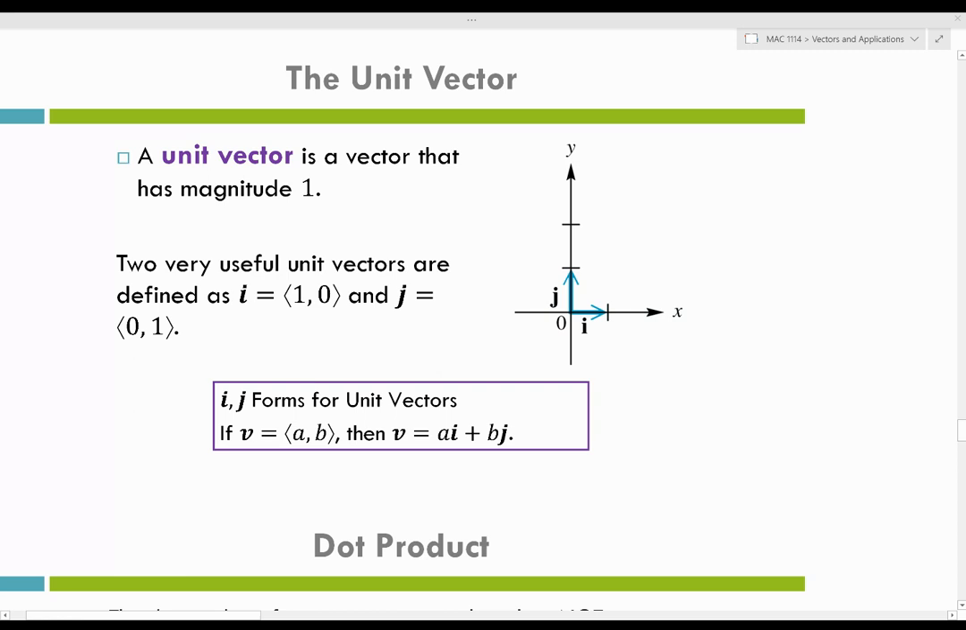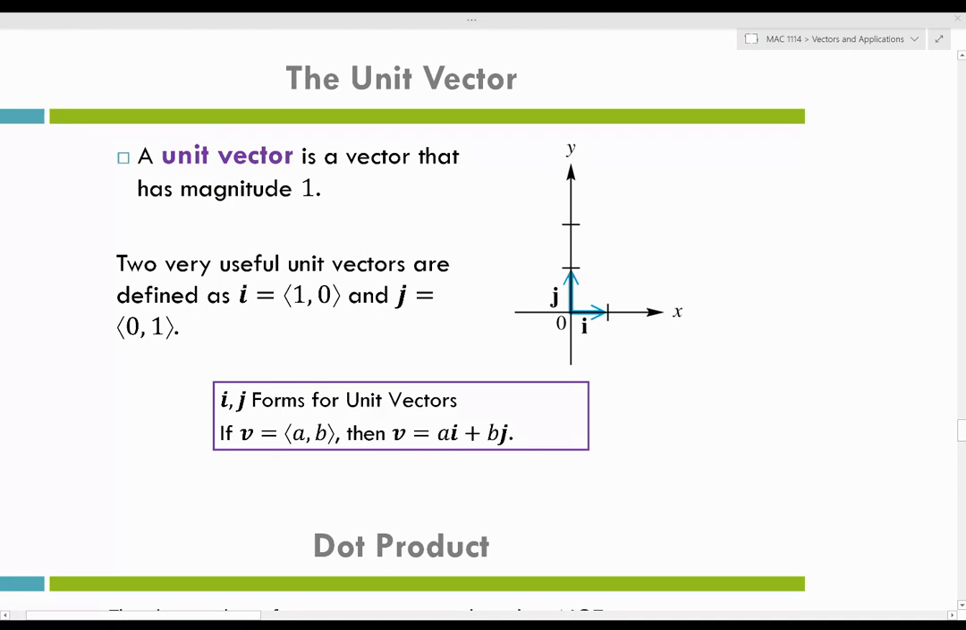All right, you guys, let's continue our discussion on vectors. So this slide says the unit vector. A unit vector is a vector that has a magnitude of 1. Two very useful unit vectors are defined as i, which has horizontal and vertical components 1 and 0, and j, which has horizontal and vertical components 0, 1. So i and j form the unit vectors.